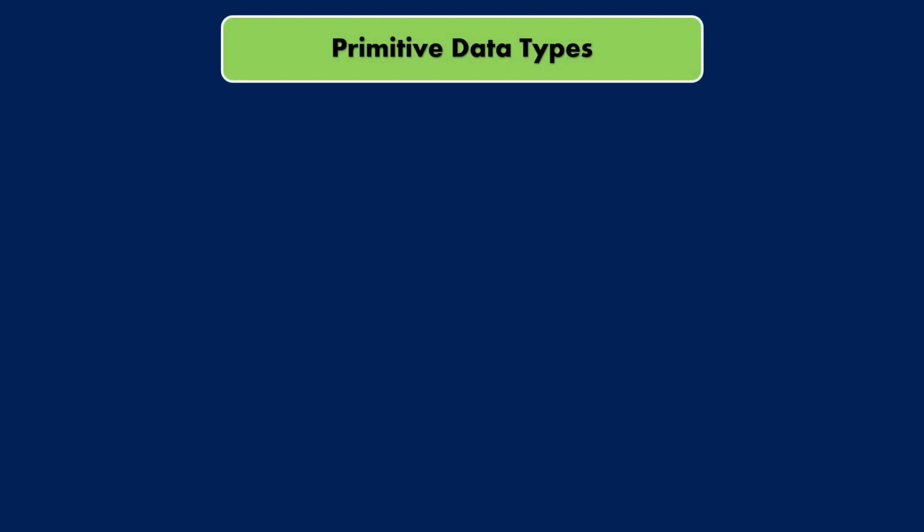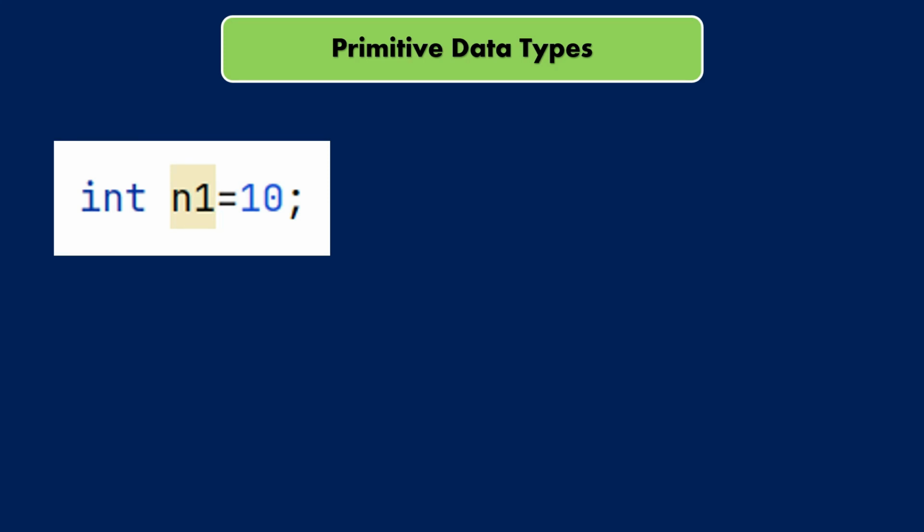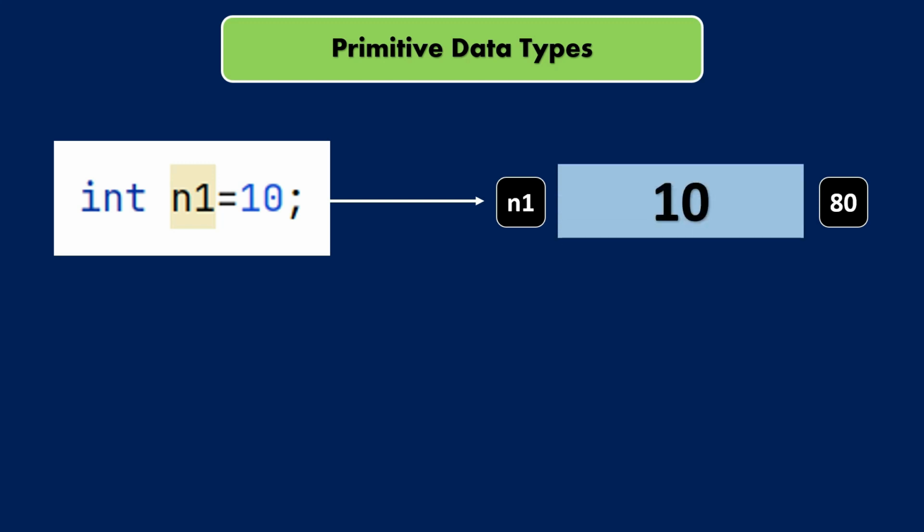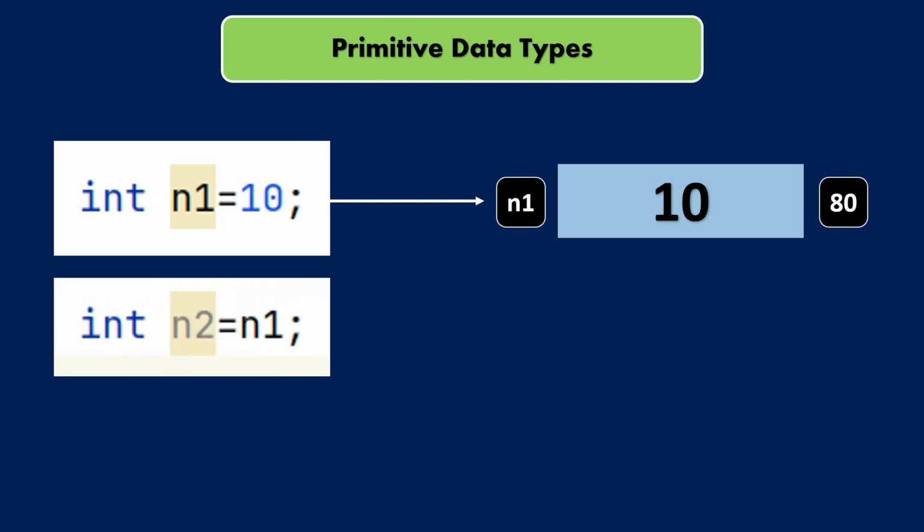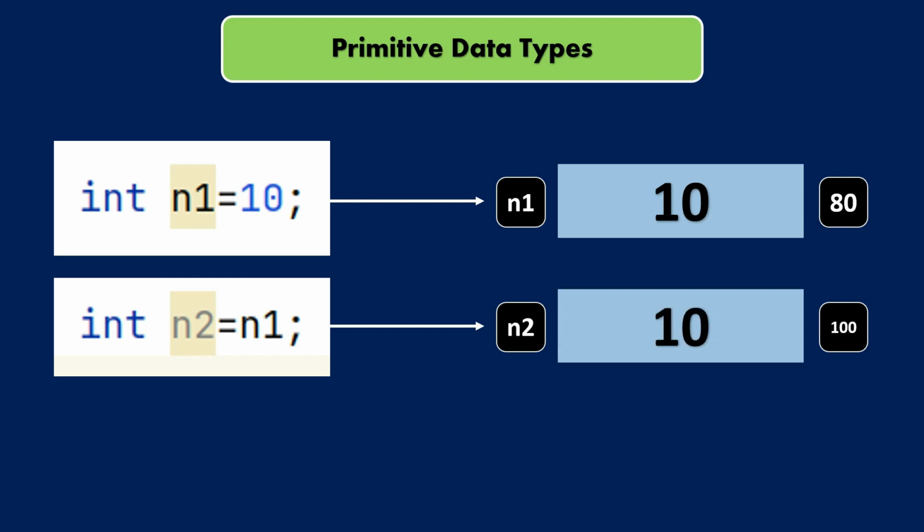Primitive data types. Here I have declared an integer n1 and assigned the value of 10 to it. So here, inside the memory, I have declared an integer n1 which is stored in the address 80 and it has the value 10. Next, I have declared an integer n2 and assigned the value of n1 to it. Here what happens inside the memory is we have created an integer n2 and it is stored in the address 100. It also contains the value 10.